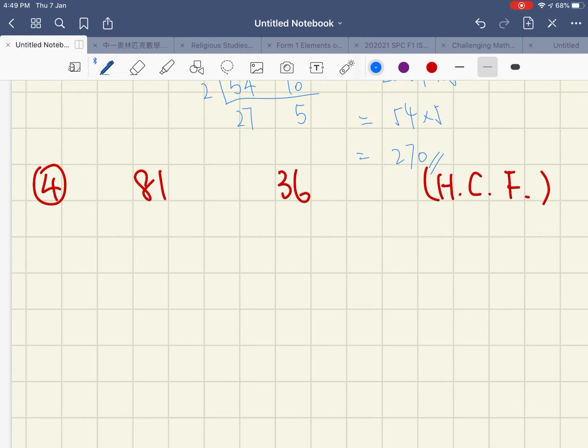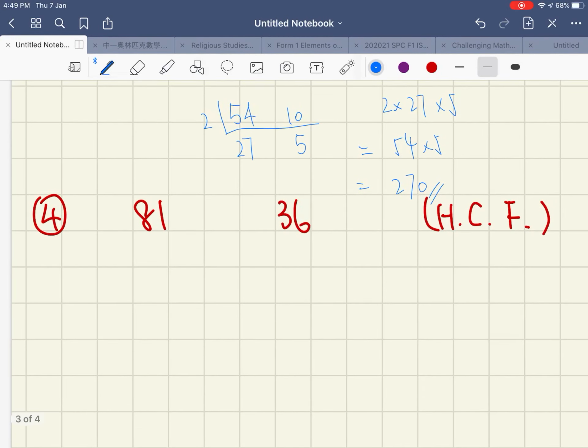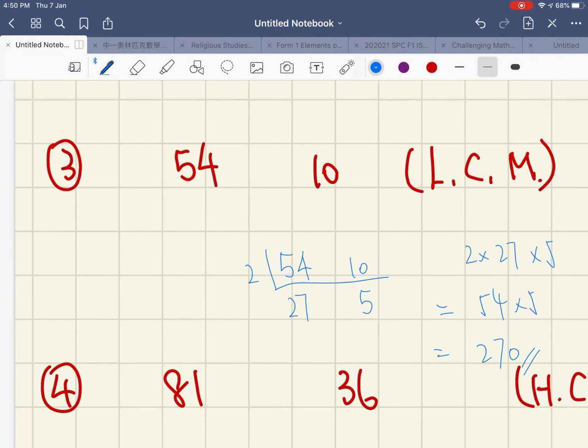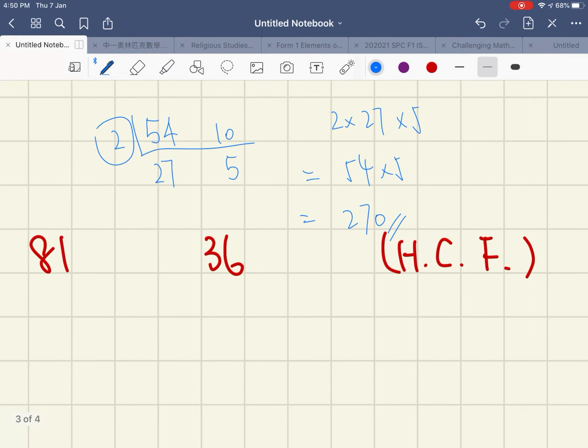Find the H.C.F for 81 and 36. How to calculate H.C.F with short division? Let us go back to L.C.M. We know that to calculate the L.C.M, we need to multiply the quotient and the common factor. However, in H.C.F, we just need to find the highest common factor. So we just need to multiply the answers in the boxes of common factor.